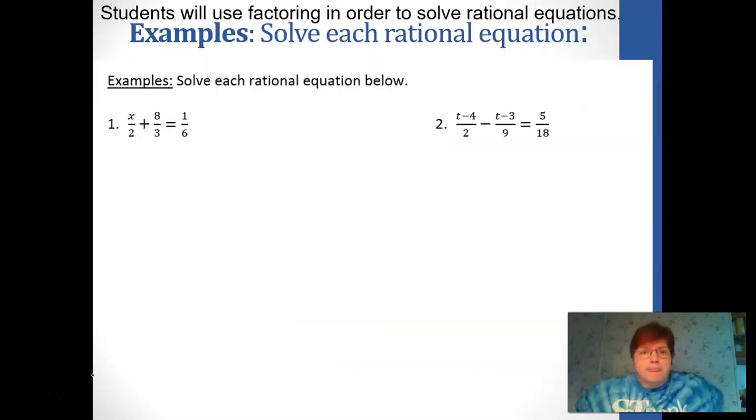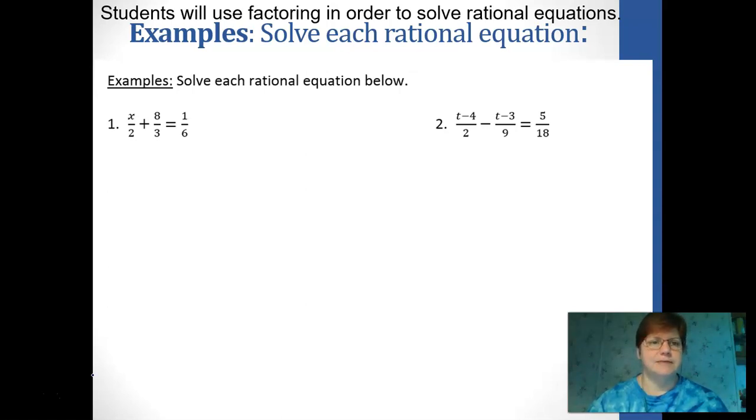All right, so taking a look at this first set here. We have two equations on the screen. We're going to take a look at number 1. So in order to do this, first, we have to factor. Is there anything to factor? Very good. There's nothing to factor.